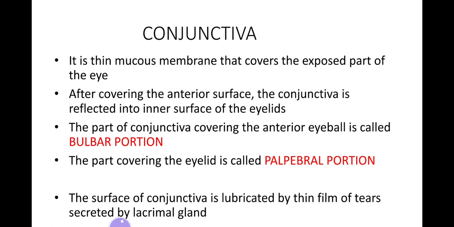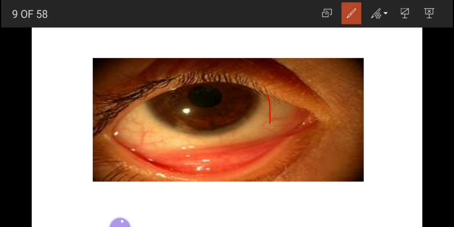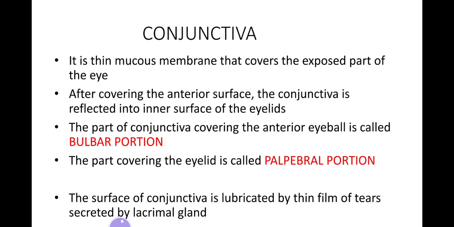Next is the conjunctiva. It is a thin mucous membrane that covers the exposed part of the eye. After covering the anterior surface, it is reflected to the inner surface of the eyelids. The portion of the conjunctiva that covers the anterior surface of the eyeball is known as its bulbar portion, and the portion that covers the eyelids is known as the palpebral portion. The surface of conjunctiva is lubricated by the thin film of tears secreted by the lacrimal gland.